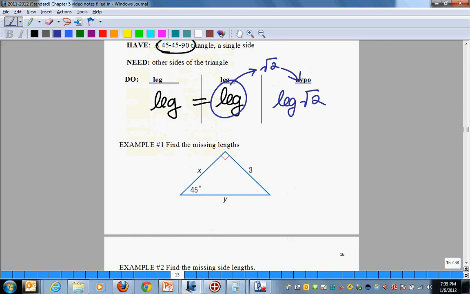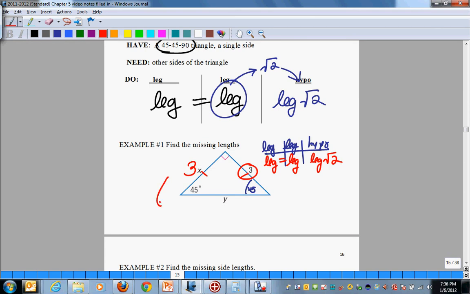Let me give you an example. Find our missing lengths. We have a 45, 45, 90 triangle. Here's our table. Leg, leg, hypo. Whatever the legs are, they are equal. And the hypo is whatever the leg is times root 2. So if this leg is 3, this leg over here is automatically 3. And then you simply times by root 2, so y here, which is our hypo, is going to be 3 root 2. And you're done.